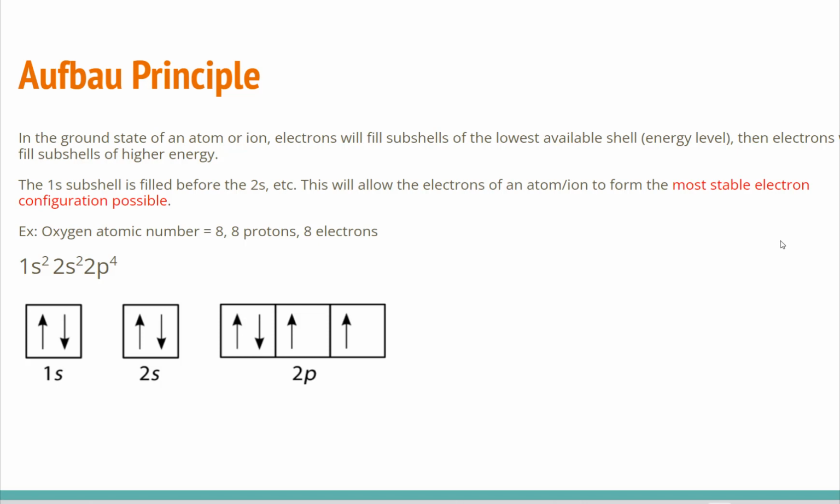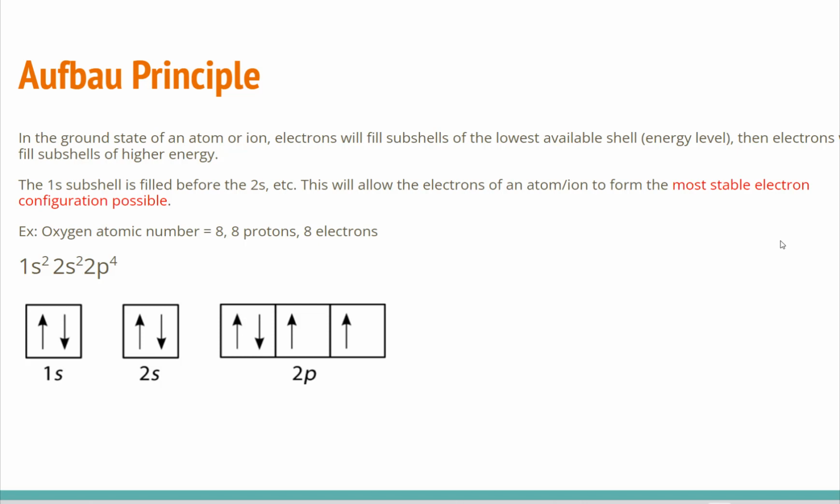The first one is the Aufbau Principle, and this one states that the lower available shells or energy levels must be filled before you start moving up into higher energy levels. The 1s subshell is filled before the 2s and so forth. And this will allow the electrons of an atom or an ion to form the most stable electron configuration possible.